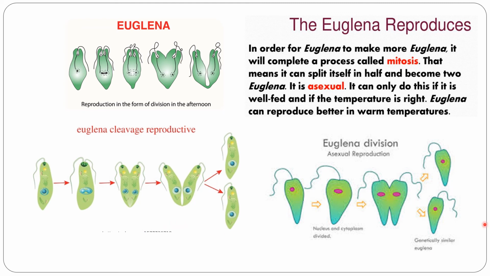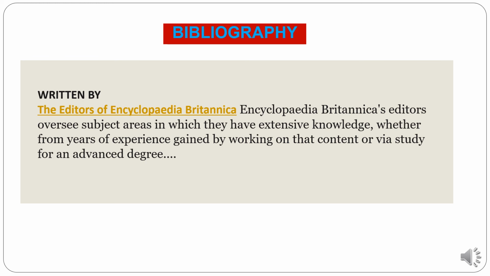So with this, today I described the Euglena. This write-up is taken from the editors of Encyclopedia Britannica, and the book you may buy is recommended for the classification of vertebrates and invertebrates. The authors are Ruppert and Barnes.